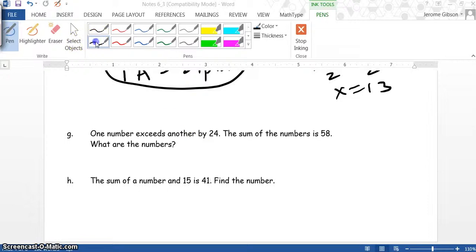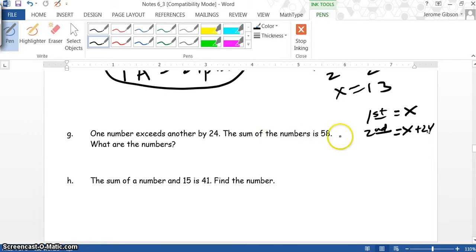Okay, class, picking up where we left off, it says one number exceeds another by 24. So basically, we have a first number and a second number. It says the sum of the numbers is 58. So one number exceeds another by 24, so we can make the first number x, and if the other number exceeds it by 24, it'd be x plus 24.